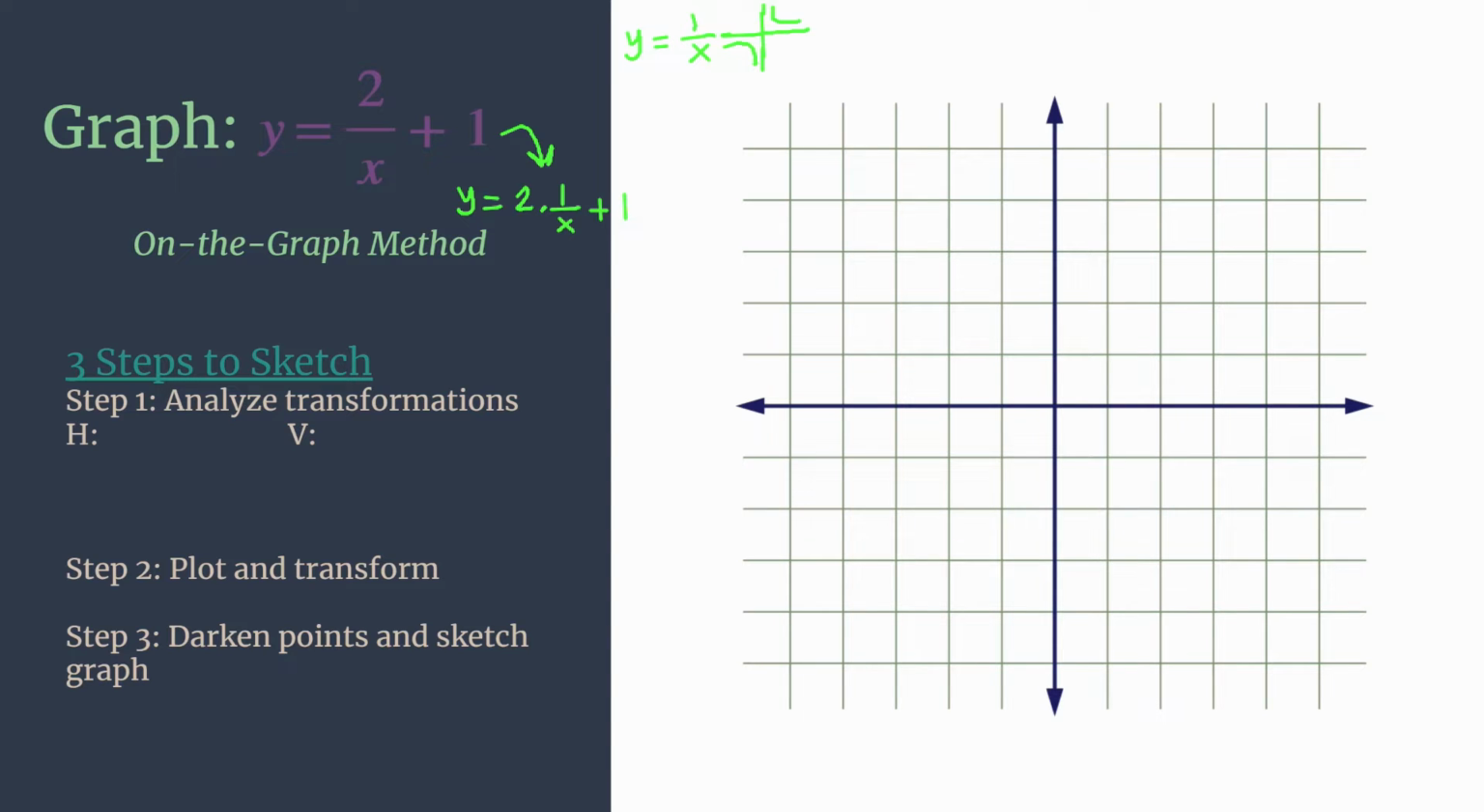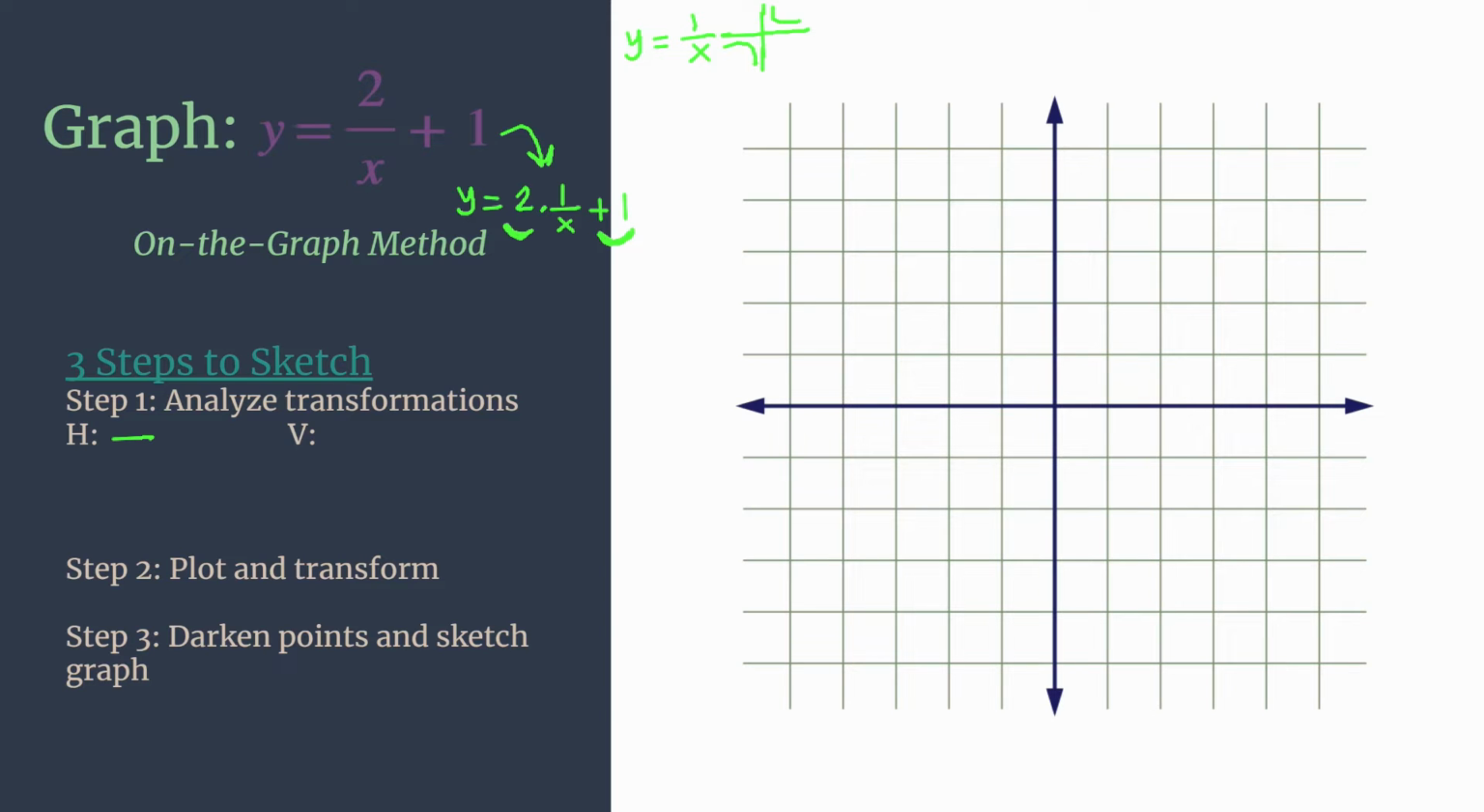All right, so by doing that, now we can go to step 1, analyze our transformations, and it's pretty clear that nothing is going on in that denominator with the x, so there are no horizontal transformations. Our x's will stay the same as the parent function. So now let's move on to our vertical transformations. We see there are 2. There's this 2 out front and this plus 1 in the back.